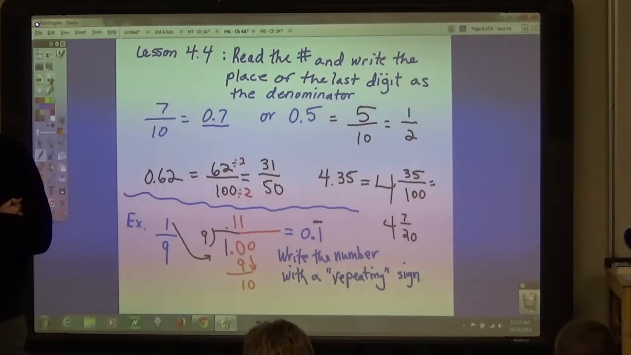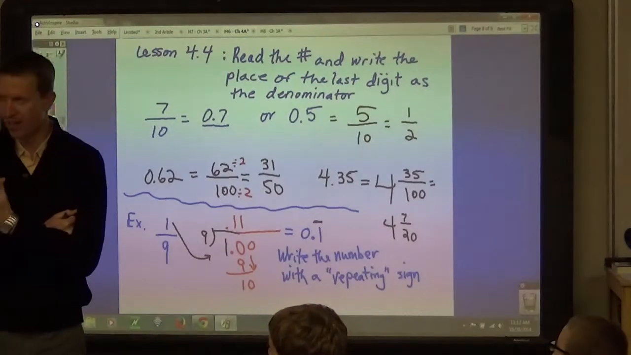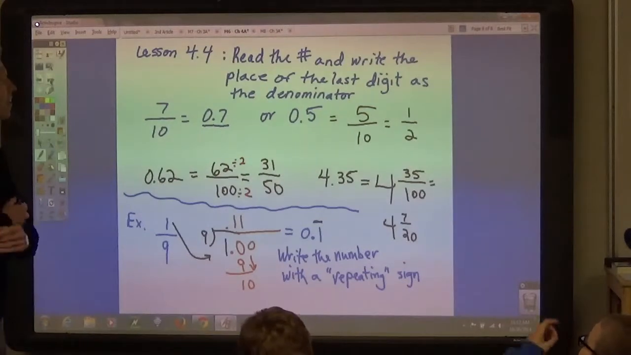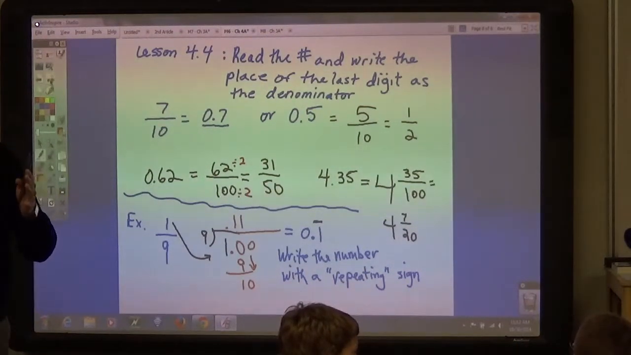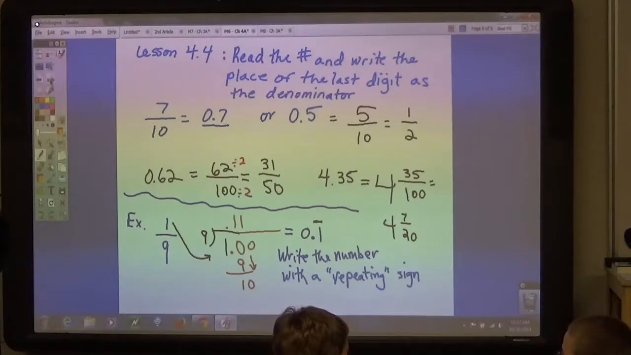Not apple pie. The 3.1415 96254 something or other. Keep going. 3.14. So anyway, it's irrational numbers like that. You cannot express those as fractions unless you rounded them. Okay? All right. Now listen.